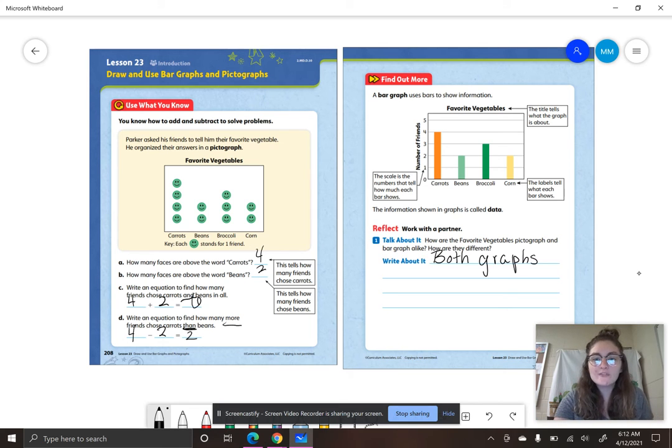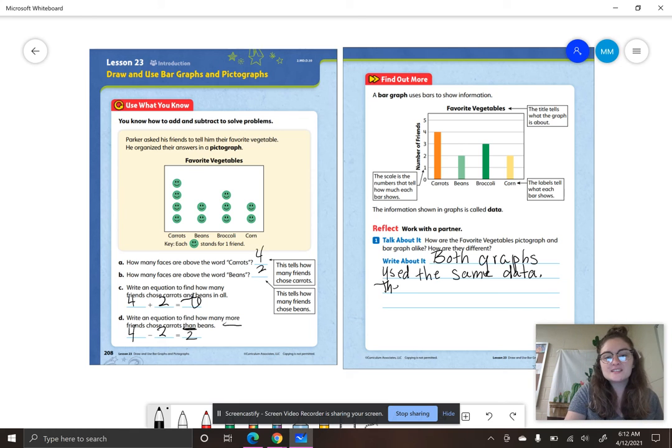Look, 4 friends chose carrots. In the pictograph, they use pictures to show how many friends chose carrots, but the data is the same. So we can say both graphs used the same data. But what is different about these graphs? Think about it. A pictograph uses pictures. A bar graph uses bars. So we can say that they show the data using different tools.